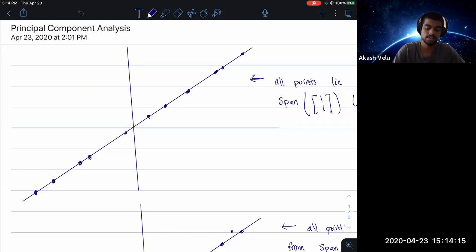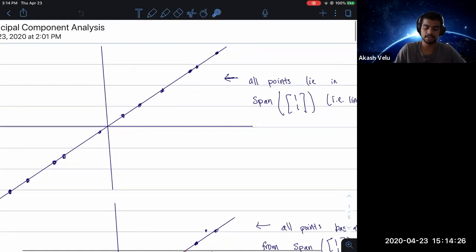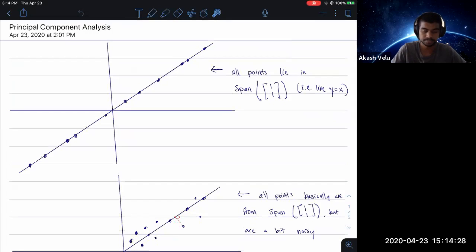Let's first imagine a scenario where we're given a bunch of 2D points. Each point lies in the two-dimensional plane, and say it so happens that the points all lie on the line y equals x, which is equivalent to saying they all lie on the span of the vector 1, 1. If we're given this data and we don't know this fact, it would be useful to learn it somehow through some analysis, because that's a very important property of this data.